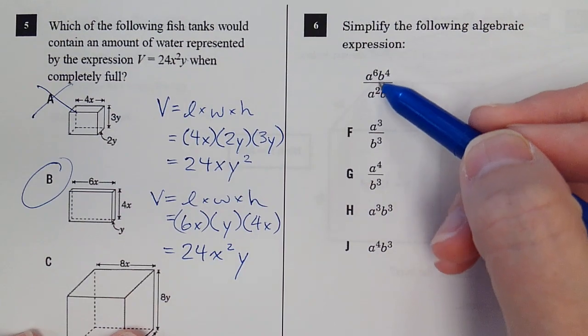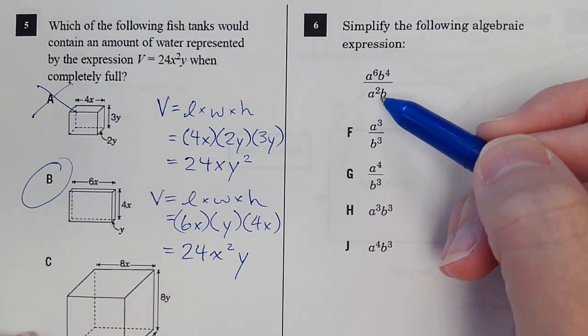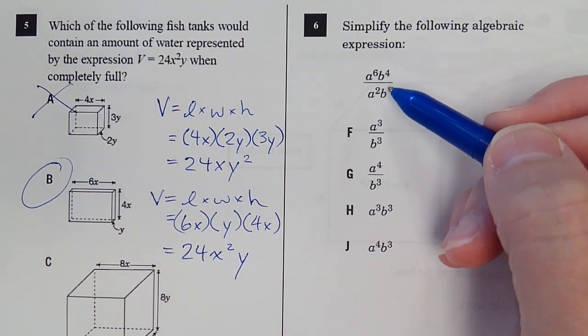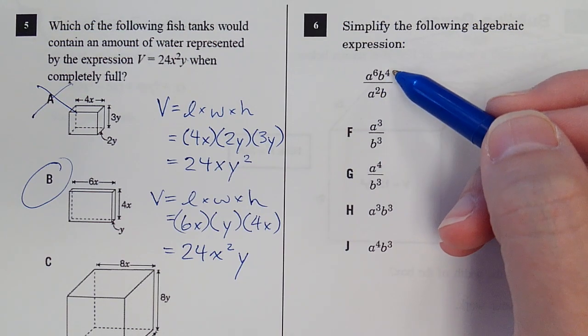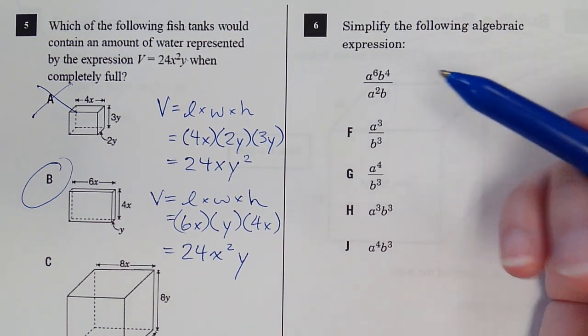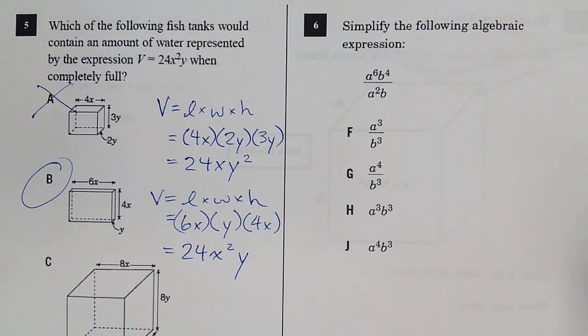Number 6, I'm dividing, so I subtract the exponent. Okay, straightforward. 6 minus 2 is 4. 4 minus 1 is 3. So what's my answer here?